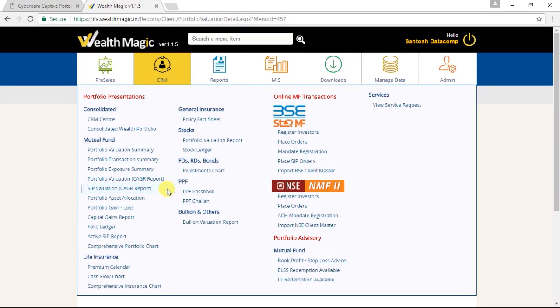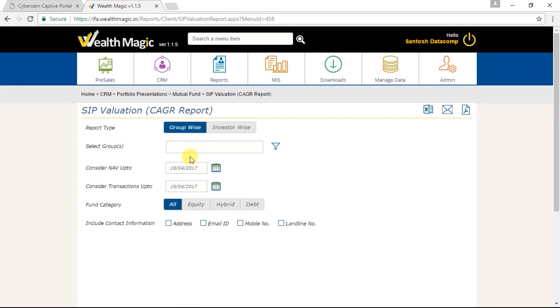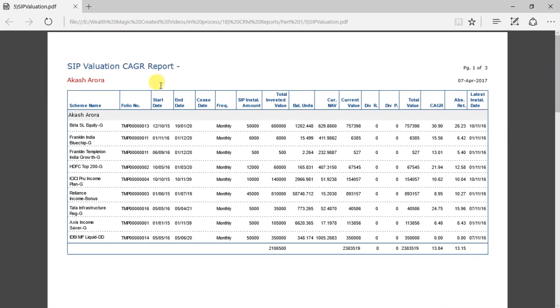Now let's look at SIP valuation CAGR report. You can generate this report group wise or investor wise. You can also generate it according to the various fund categories. Let's look at the output of this report. SIP valuation CAGR report for Akash Arora. It shows the list of all SIPs with their list of valuations. What is the frequency? What is the total invested amount?